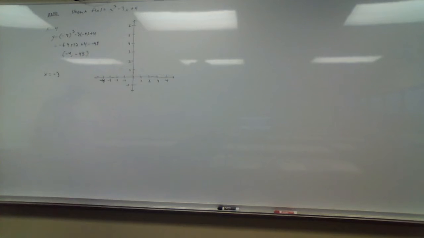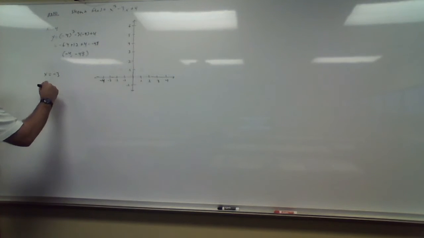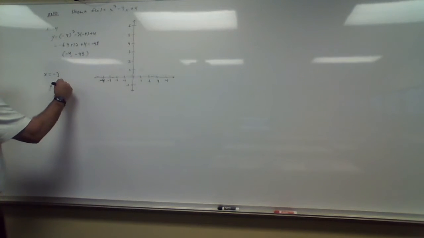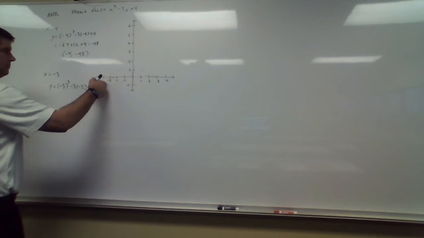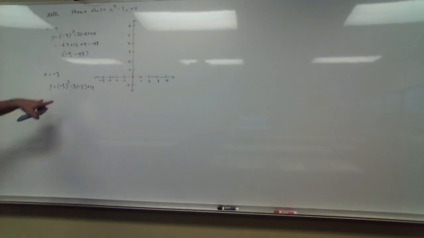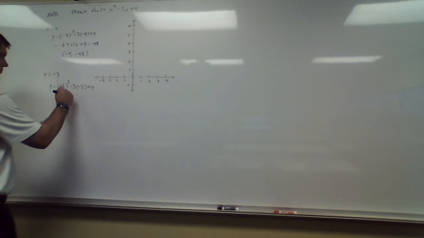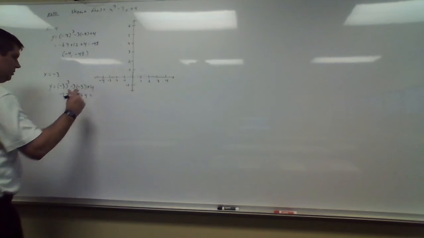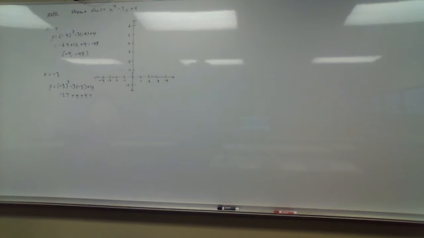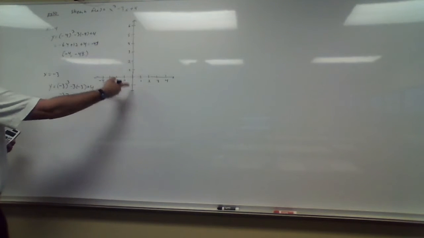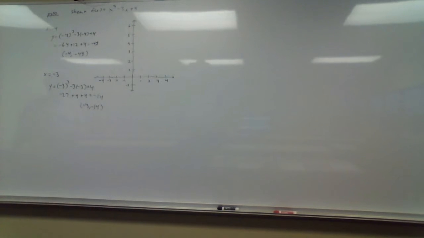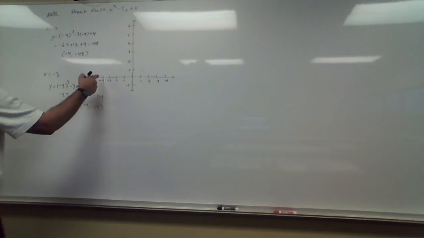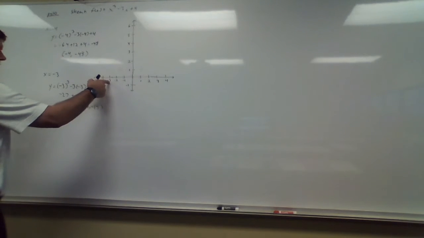X equals negative 3. So we did negative 4, now we'll do negative 3. Y equals negative 3 cubed minus 3 times negative 3 plus 4. So that's negative 27 plus 9 plus 4, negative 14, which doesn't come anywhere close to fitting. That'd be negative 3, negative 14. Doesn't come anywhere close to fitting, so we won't worry about it. Negative 4 is done, now negative 3 is done. Now we'll do negative 2.